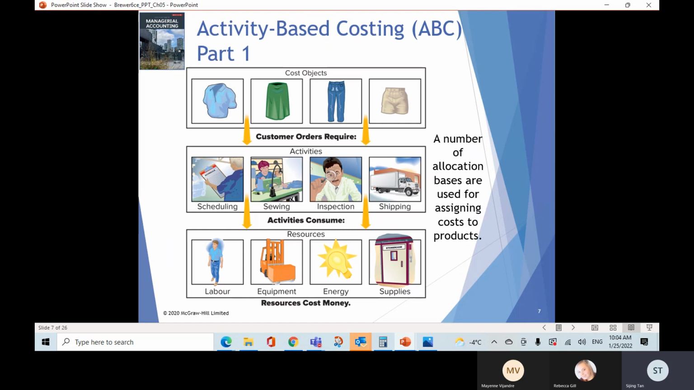The basic idea of ABC is a customer order triggers a number of activities. Performing the activities consumes resources. The consumption of the resources incurs costs. We can see from the slides, right? The cost object will be the clothes, and the customer order requires those products. When the company receives the order, they go through activities for scheduling, sewing, inspection, and shipping. And the final activities will consume the labor, equipment, energy, supplies, all the costs. So the resources cost money.